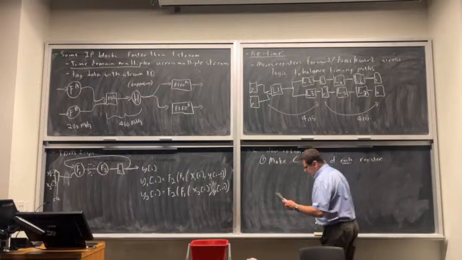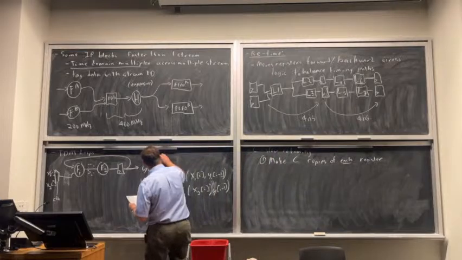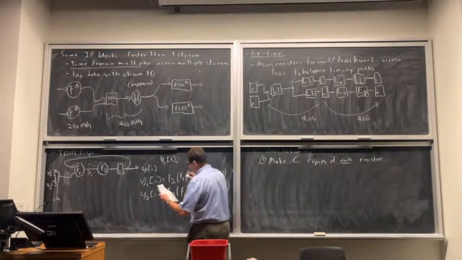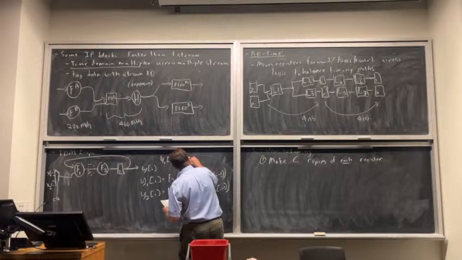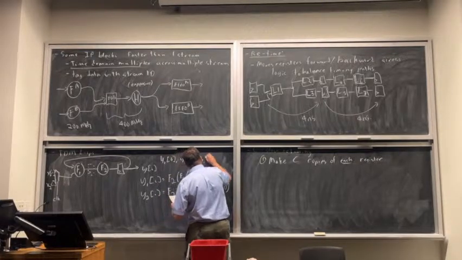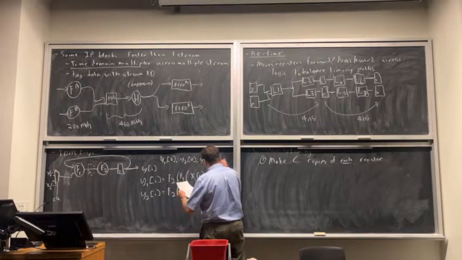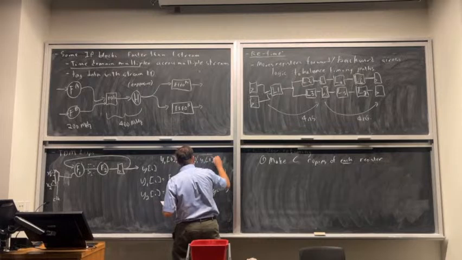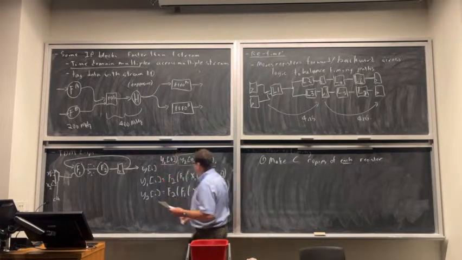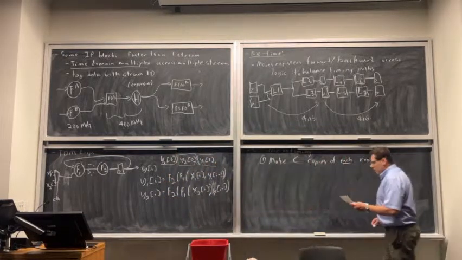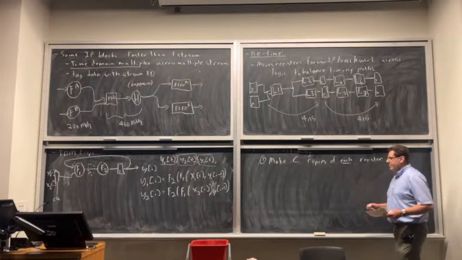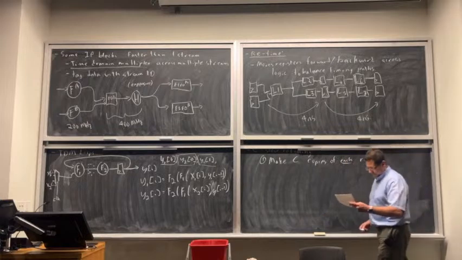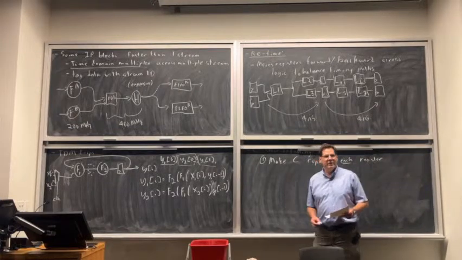Maybe I should actually draw. In my notes, I drew this. Maybe this is actually helpful to draw. What comes out here is y1 of 0, then y2 of 0, then y1 of 1, and so on. So what comes out is basically an interleaved data stream. Okay, so C-slow retiming, you make C copies of each register. And you make them in series.